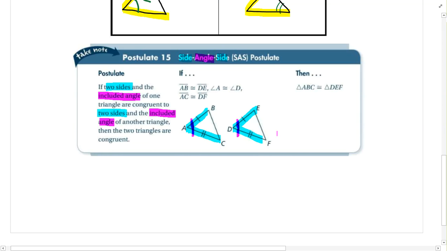It's not true. So there is no such thing as side-side angle. Okay, let's just get that out of the way right now. Side-side angle does not work. Okay, only side angle side works. All right, that's it for part 1.